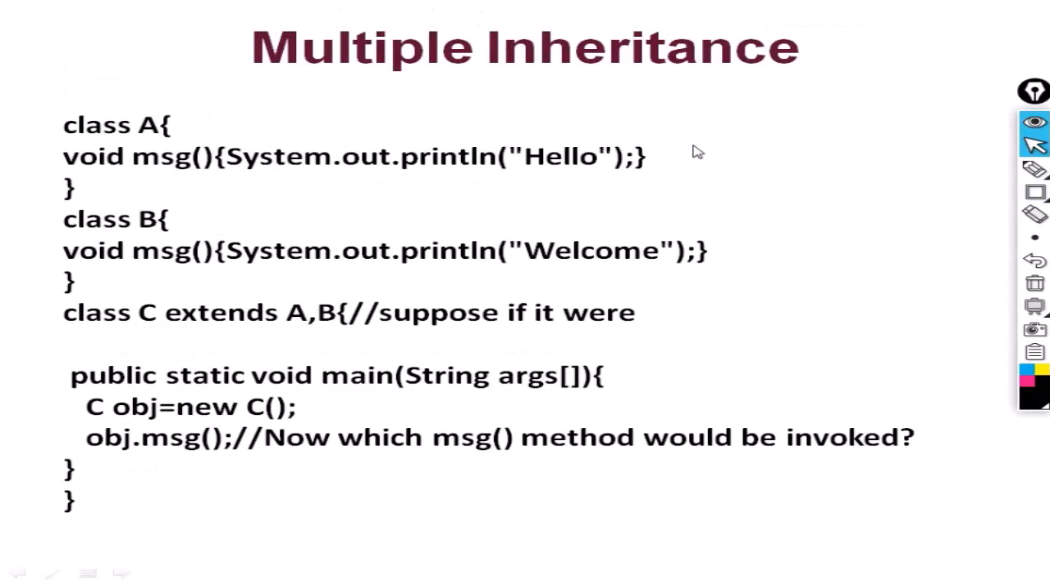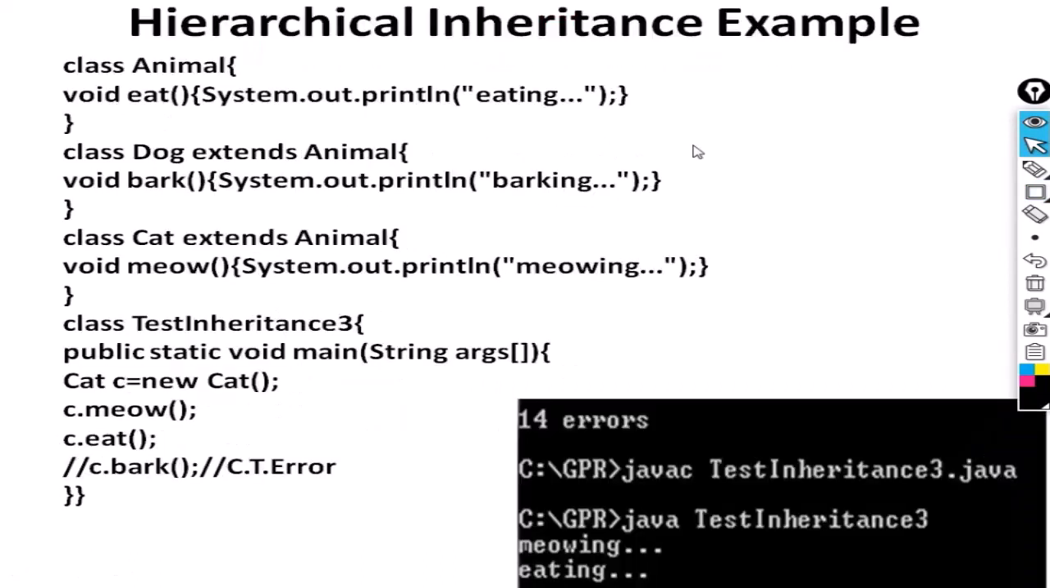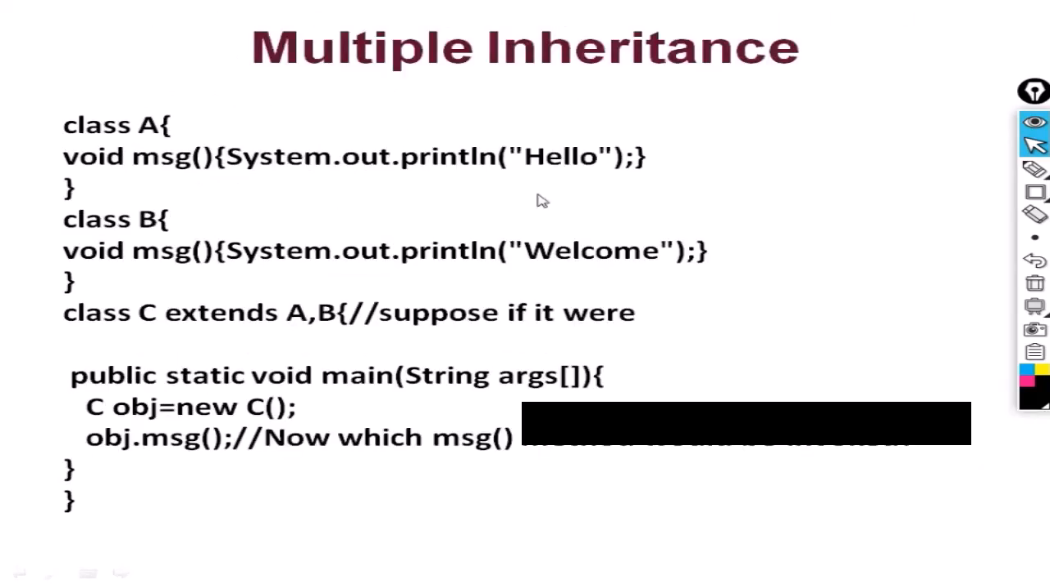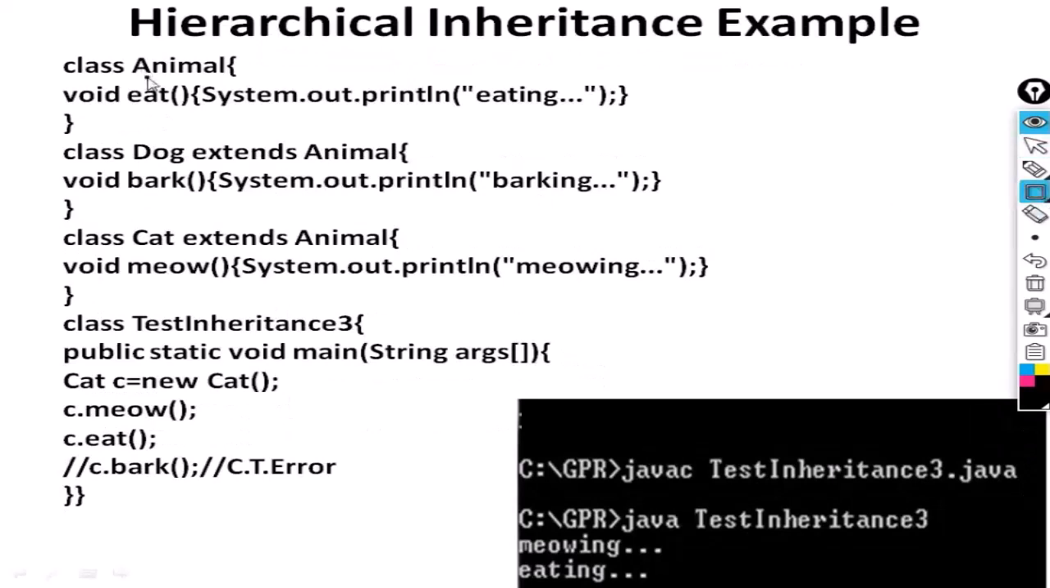So next one is multiple inheritance. Basically, if you are going for hierarchical inheritance, there is a hierarchy. Dog is inherited from animal, cat extends from animal. For example, animal is a class we are having. A parent may have two child classes. For example, dog extends from animal, cat extends from animal.